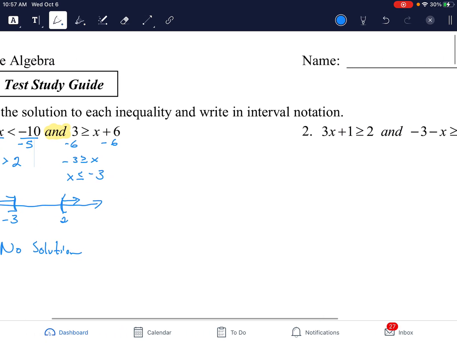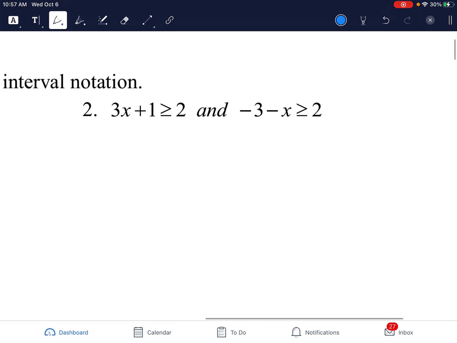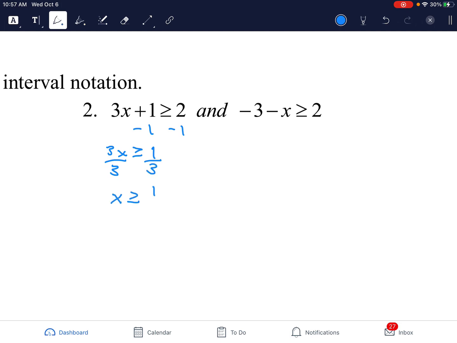All right, moving on to number 2. Again, we're going to solve the inequalities, graph it, and find the interval notation. So we're going to subtract 1. So 3x greater than or equal to 1. Divide both sides by 3. So x is greater than or equal to 1/3.